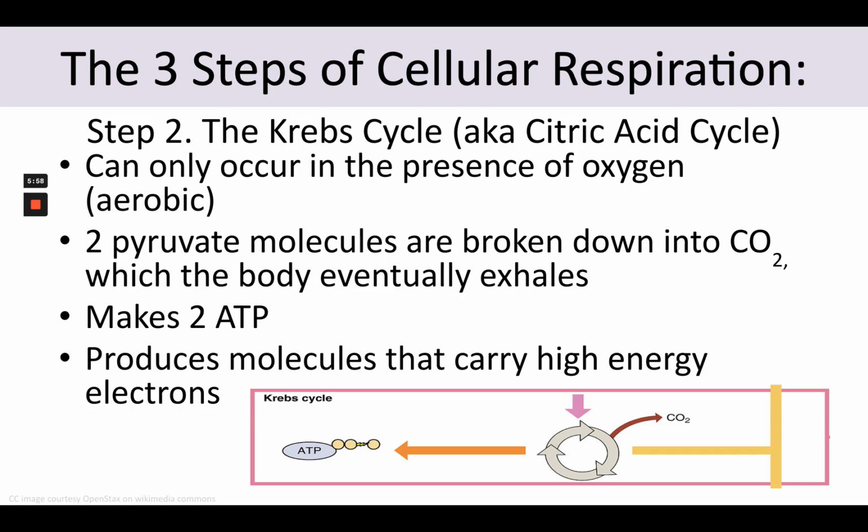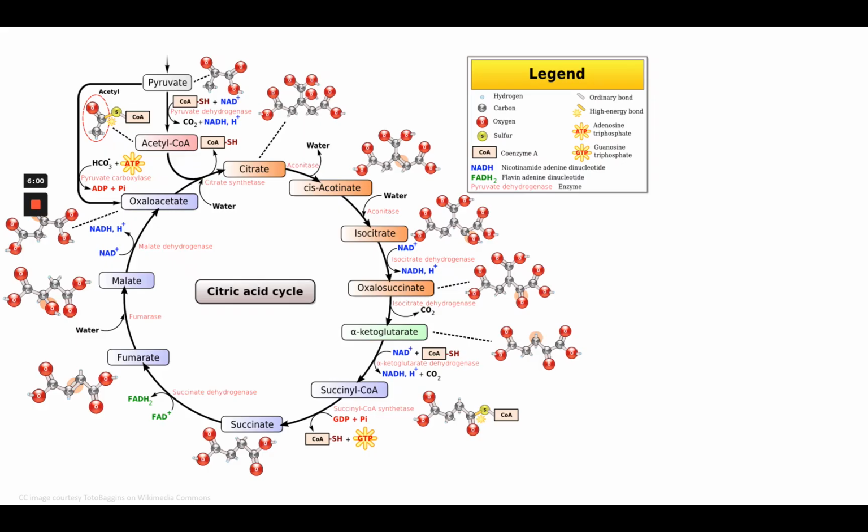So right here is a picture of the Krebs cycle, aka the citric acid cycle, and you can see that it's extremely complex. I don't expect you to know this or want you to know this. I just want you to see that there's definitely a lot more that goes on in the citric acid cycle than what we just talked about.